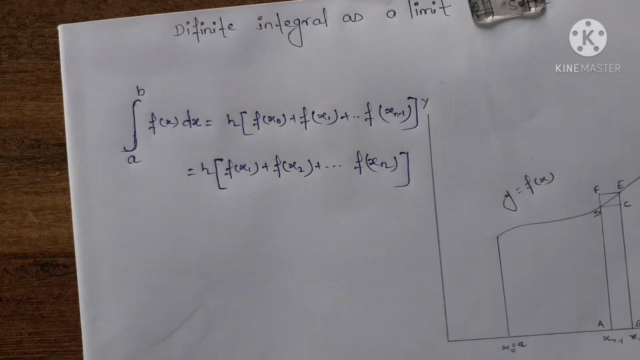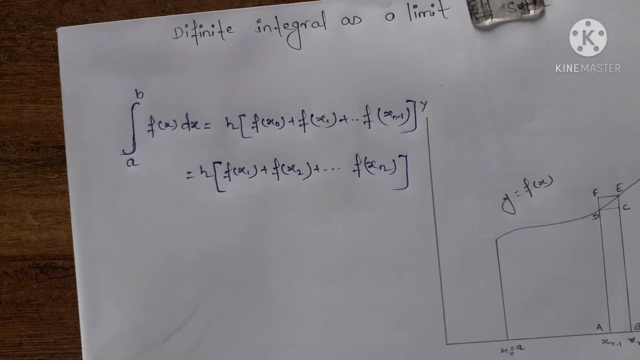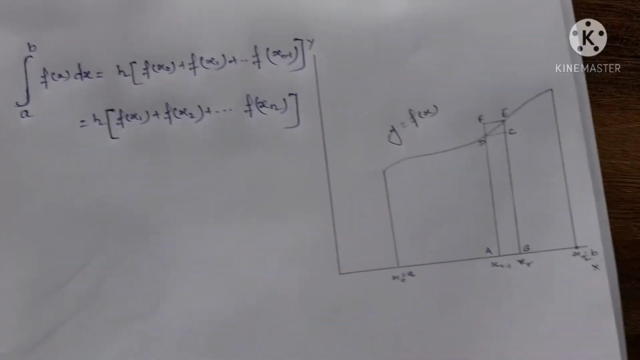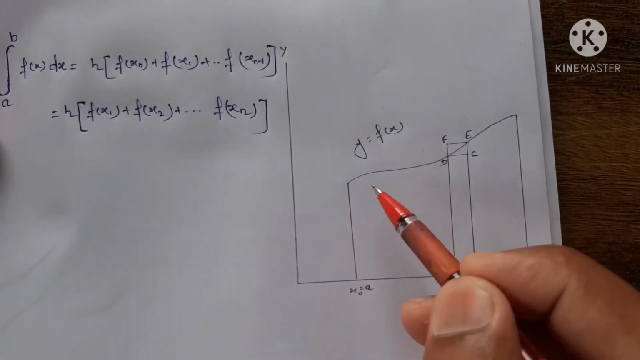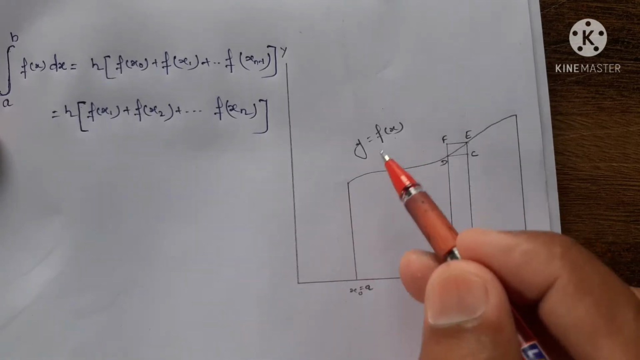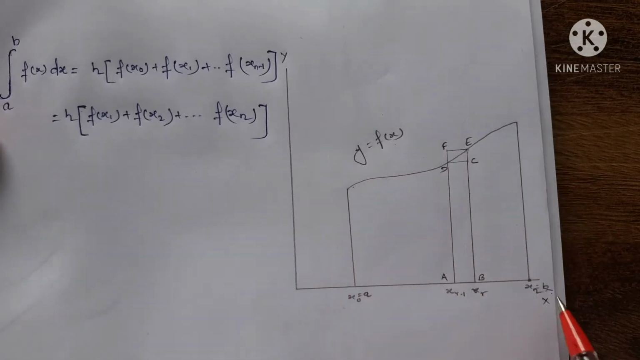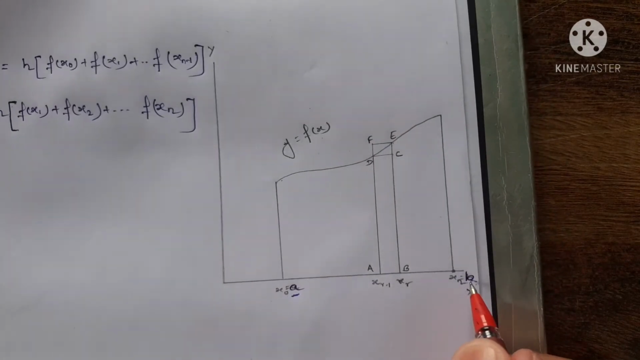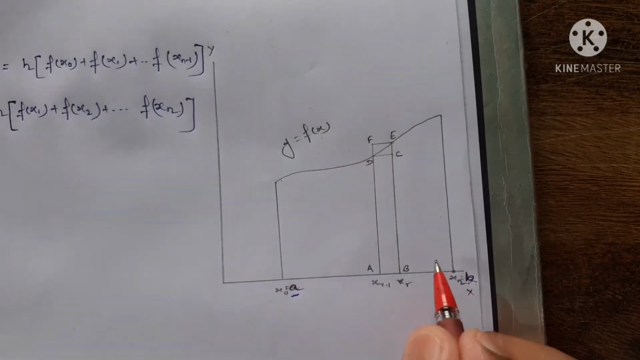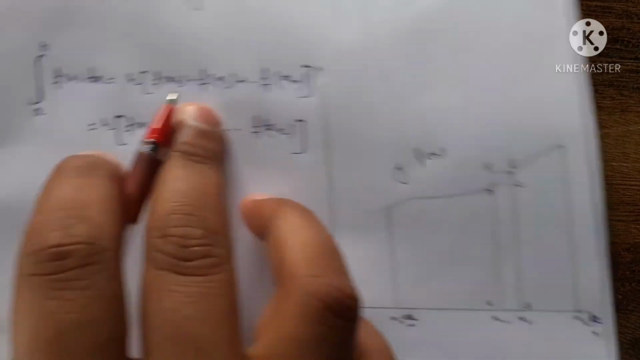Good morning friends. Today I am going to discuss the definite integral as a limit of sums. So let's start. Here we draw a graph y equals f(x). We have to integrate this function from a to b. So we have to prove that the integral of this function can be written as a limit of sums.